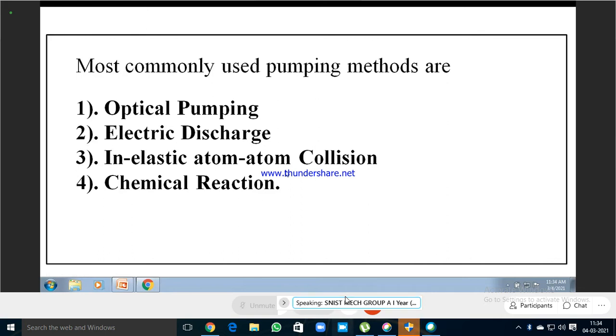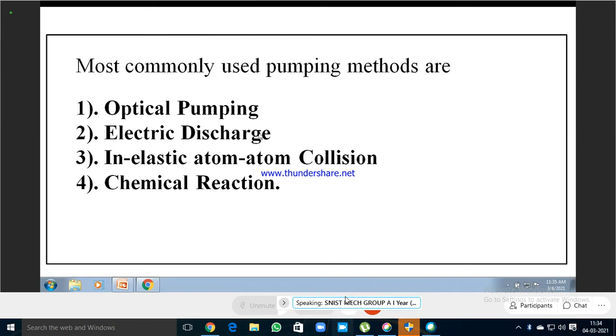Okay, guys, in the last class, we discussed optical pumping and different pumping mechanisms. One mechanism is optical pumping, another is electrical discharge, the third is inelastic atom collision, and the fourth is chemical reactions. Generally, we use these pumping methods to excite the atoms to the excited state to achieve population inversion and get laser radiation. Is it okay?